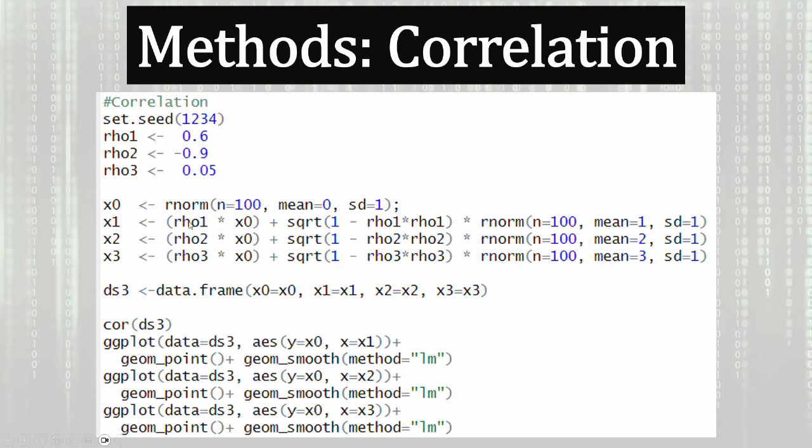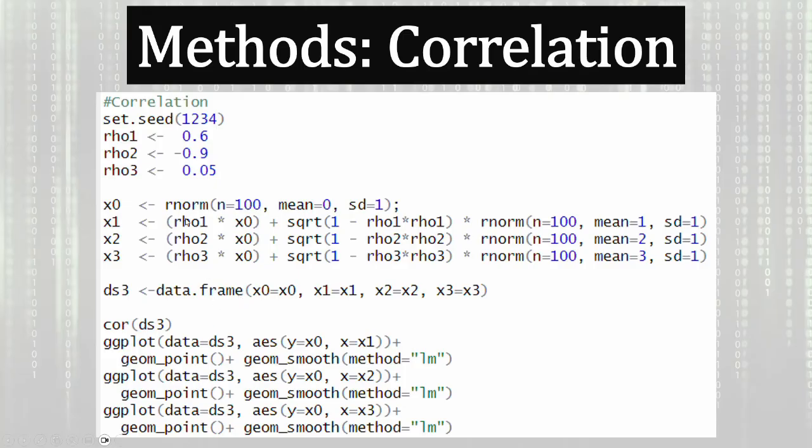Because you add these together, one part is going to be actually just part of each value from x0, plus sort of a new value. So it won't be identical, but it'll be correlated. You can do this for all 3 of them using the different rhos that we already set up here.